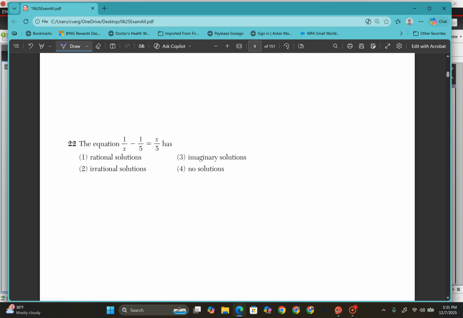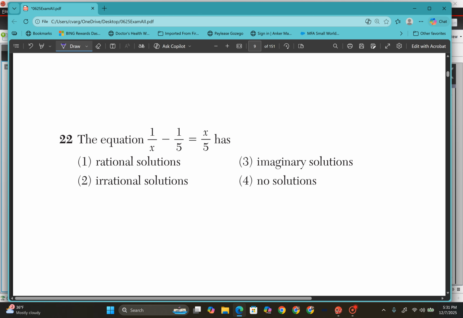Okay, so this one right here are solutions. We're looking to see which one has, do you hear my dog breathing like that? Sounds like she's having a heart attack.